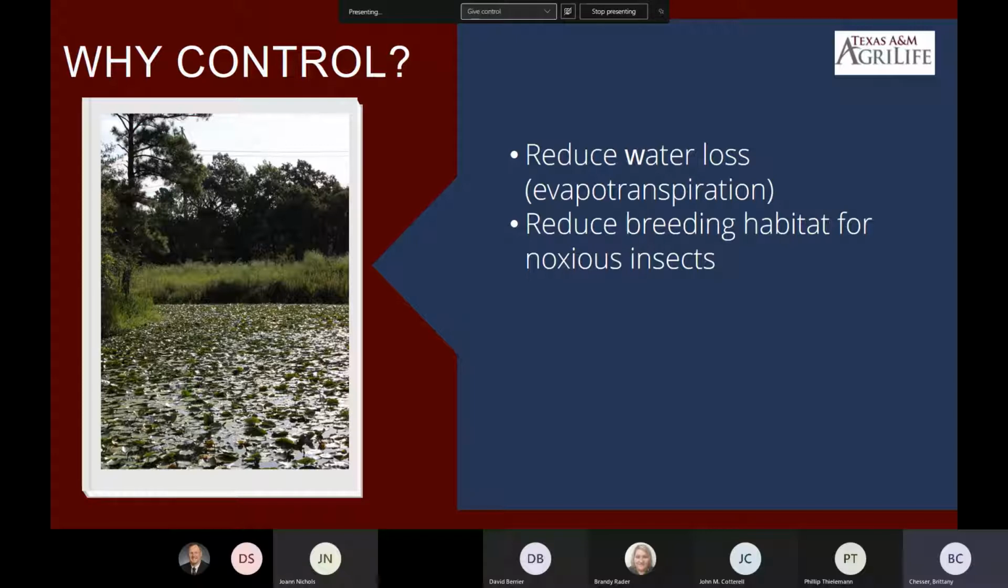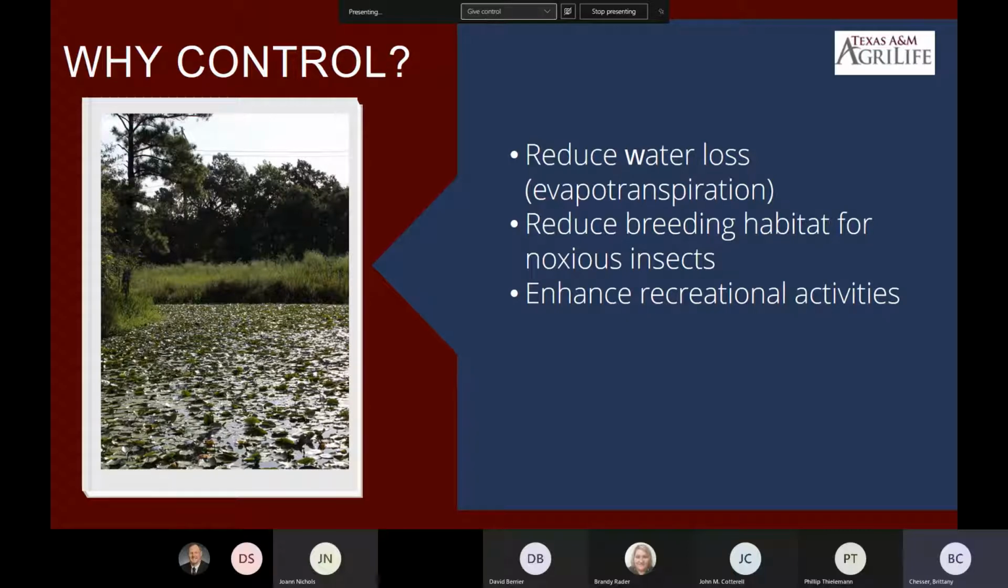And then, of course, you can reduce breeding habitat for noxious insects. A lot of your mosquitoes and your midges like to breed in these heavily dense areas of vegetation, and these dense stands of your rushes and sedges, your cattails. Of course, these mosquitoes and midges can bring other problems into maybe your overall land operation by carrying certain noxious diseases.